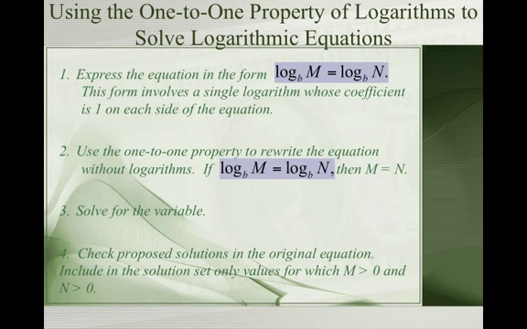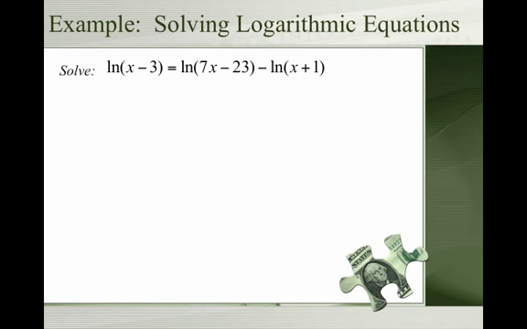So you'll see me plug our proposed solutions back into the original problem just to make sure everything passes the sniff test, as I like to say, making sure that what's inside the logarithm is indeed positive. Here's an example. We'll start out with the natural log of x minus 3 equals the natural log of 7x minus 23 minus the natural log of x plus 1. Where do we start?